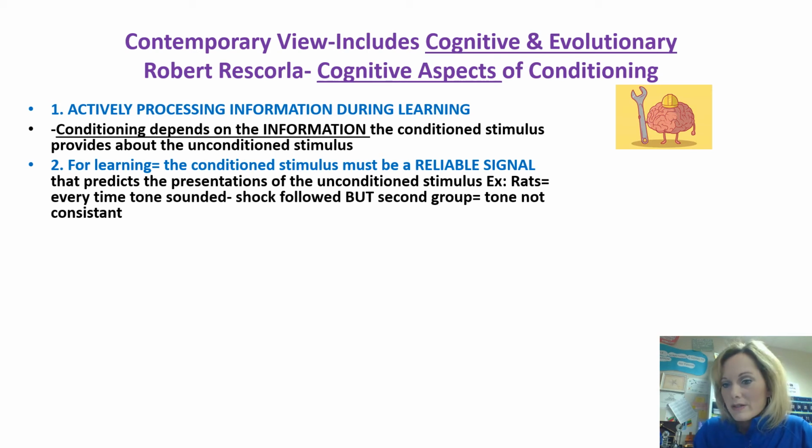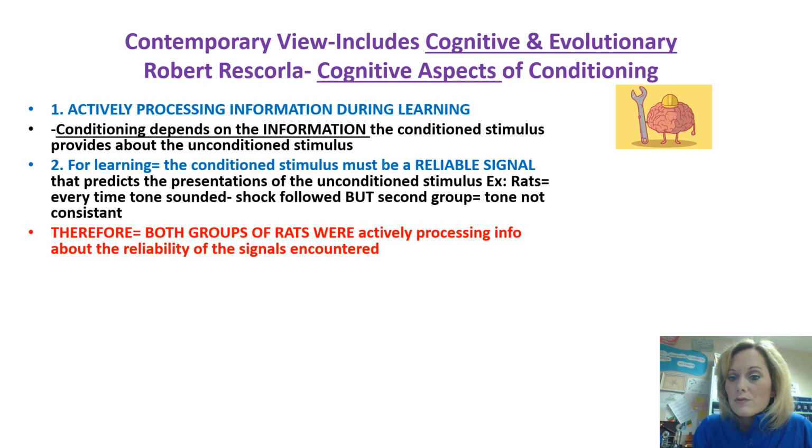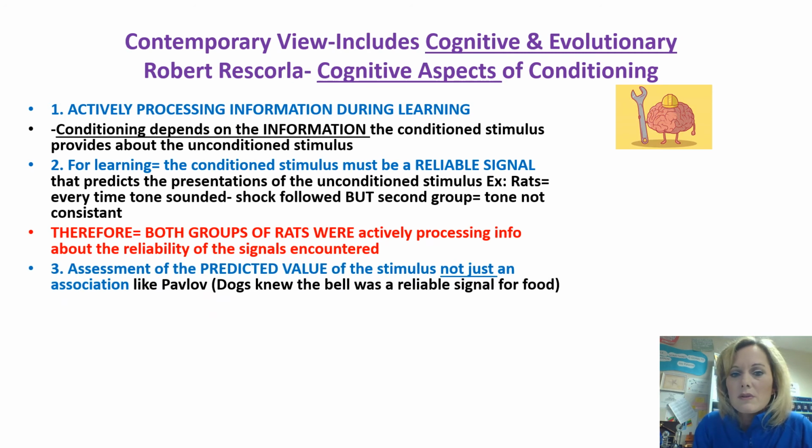We see that with parenting. If people don't follow through with, I'm going to take your car keys away if you don't do X, Y, Z, and then they inconsistently do that, it doesn't work as well. It has to be consistent, reliable. So both groups of rats, though, they found were actively processing the reliability. The first group was definitely like, oh, I'm not doing this because I know I'm going to get shocked. The second group's like, it's not coming every time. So both groups are actively processing those stimuli.